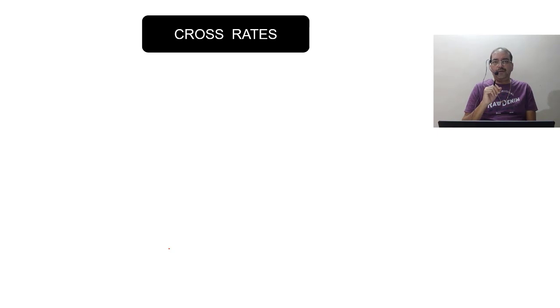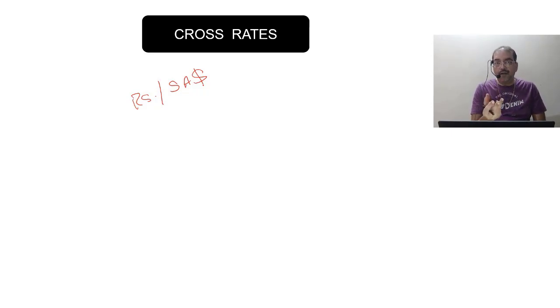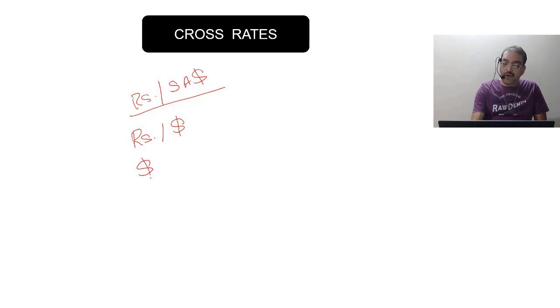So what I do, I say, let us find out the rate now. I want to find out the rate of rupees to South African dollar. What is my requirement? My requirement is rupees to South African dollar. I check the entire internet. I don't get the rupees to South African dollar rate. But what I get is a rupees to US dollar rate, and I get a rate of dollar to South African dollar.